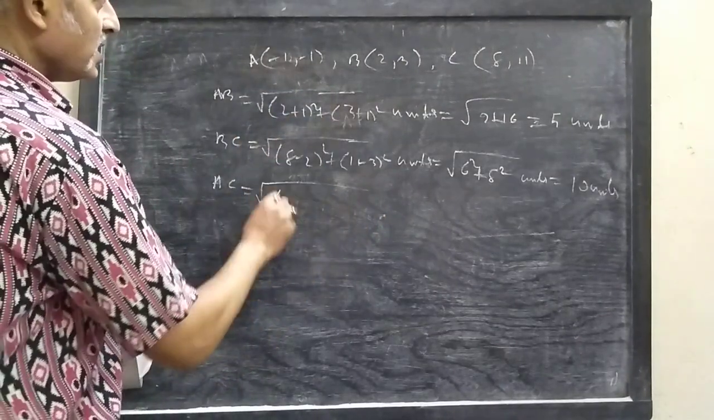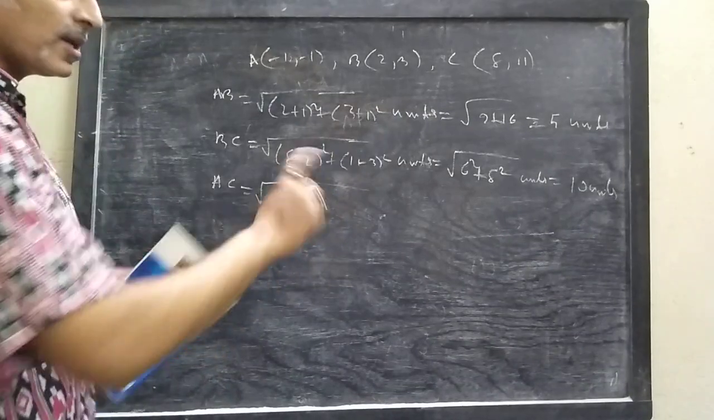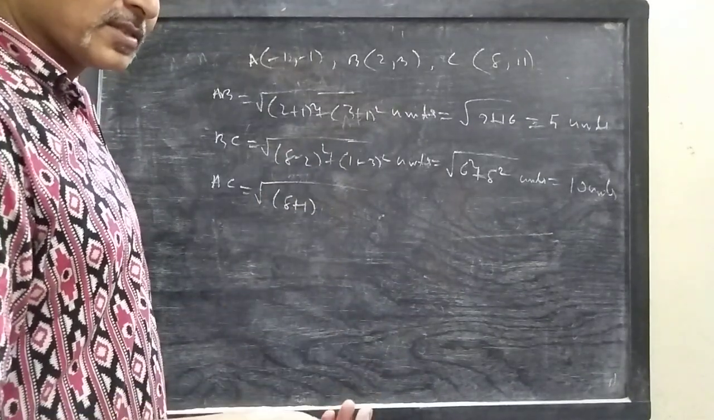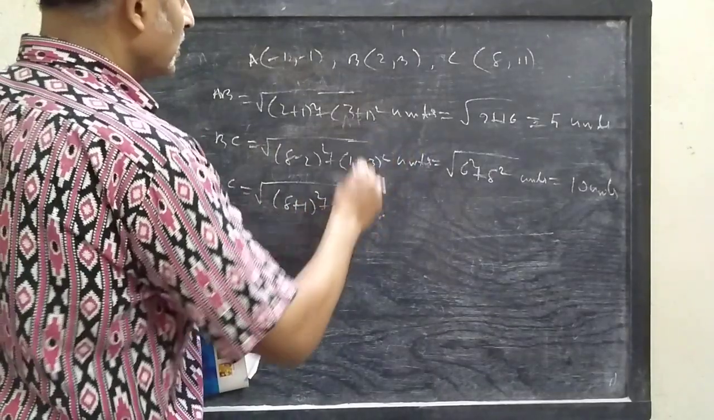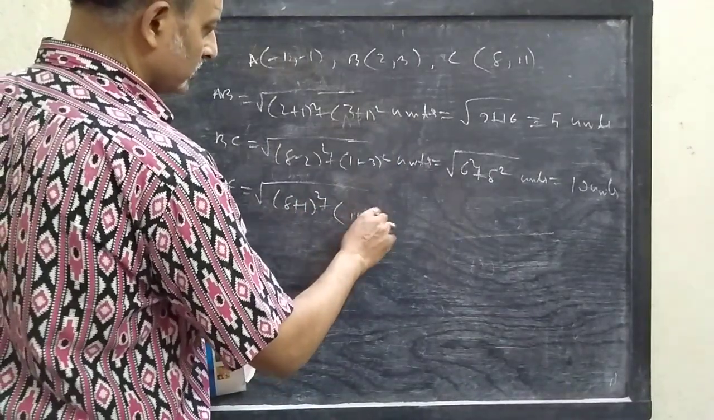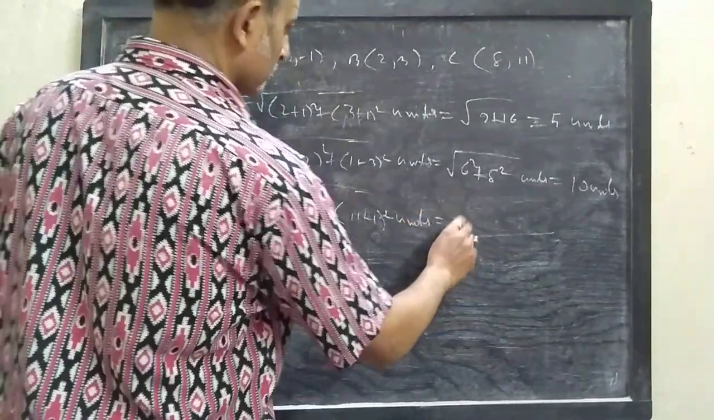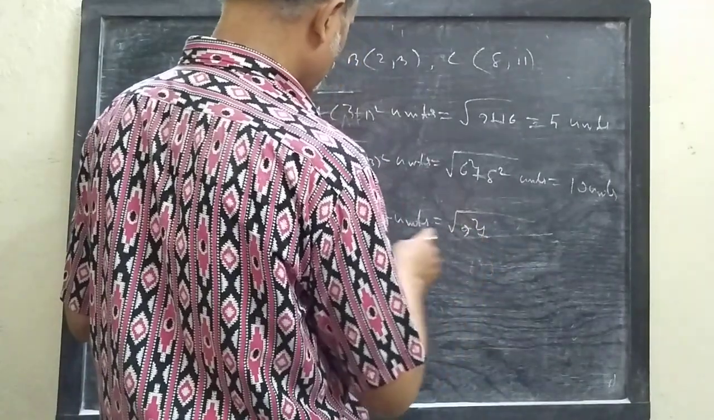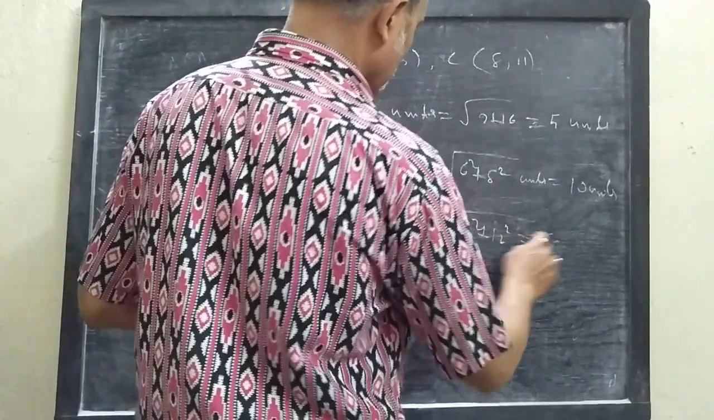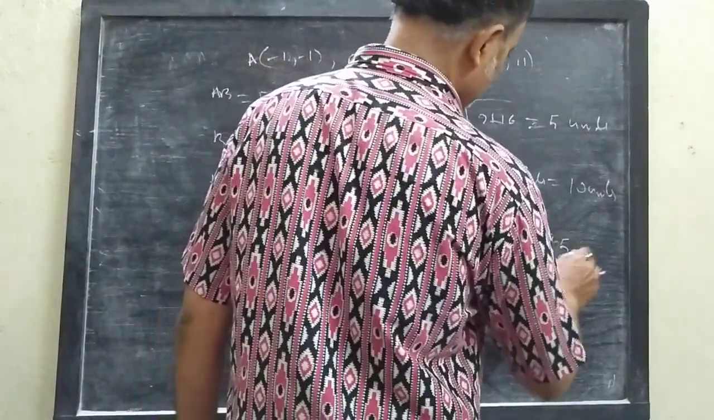Your AC will be 8 plus 1 whole square. Look, you can take in any order. You can take x1 minus x2, you can take x2 minus x1. 11 plus 1 whole square units. 9 square, this is 12 square. So this will ultimately become 3 square common, so 15 units.